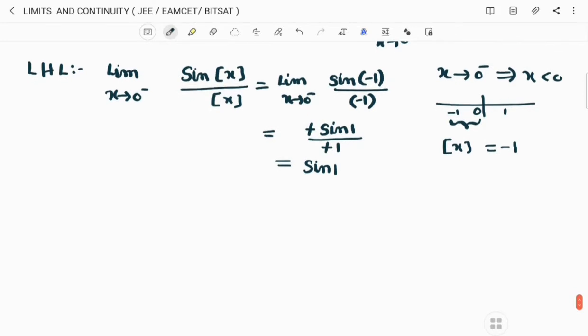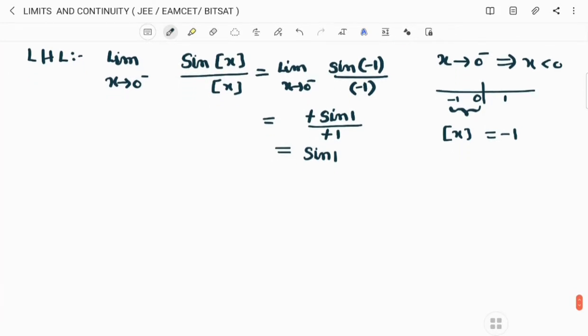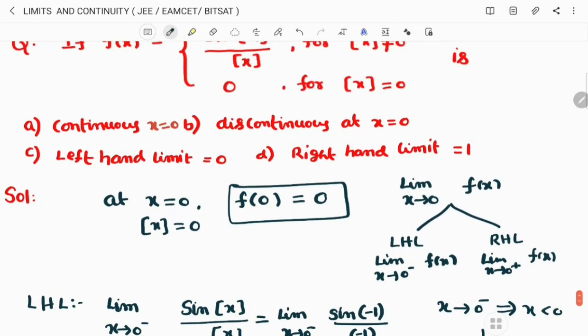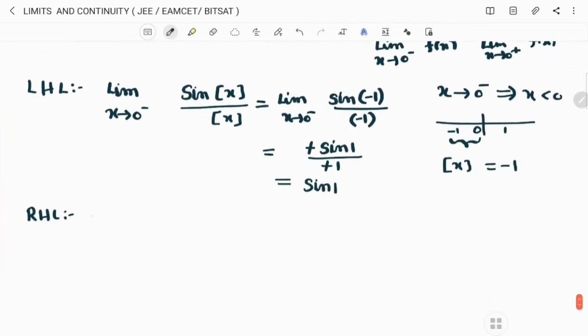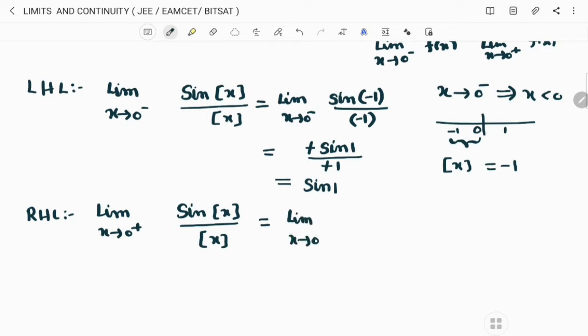Similarly, RHL we can apply. Right hand limit. So left hand limit we got sine 1, so the third option is not possible. We'll go for right hand limit. Limit x tends to 0 plus f of x, sine [x] divided by [x]. Limit x tends to 0 plus.